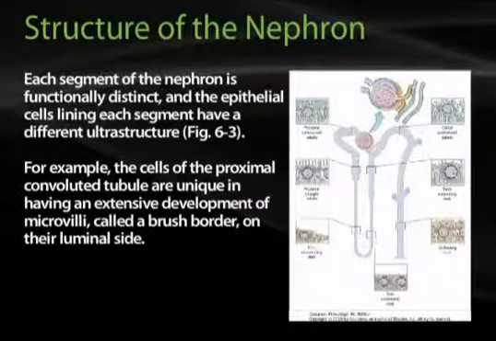Each segment of the nephron is functionally distinct, and the epithelial cells lining each segment have a different ultrastructure. For example, the cells of the proximal convoluted tubule are unique in having an extensive development of microvilli, called the brush border, on their luminal side. Also, the space in between the cells, or the intercellular spaces, vary according to the segment of the nephron. This plays a role in the reabsorption of solutes in water, and whether reabsorption occurs through a paracellular route or strictly through a transcellular route.